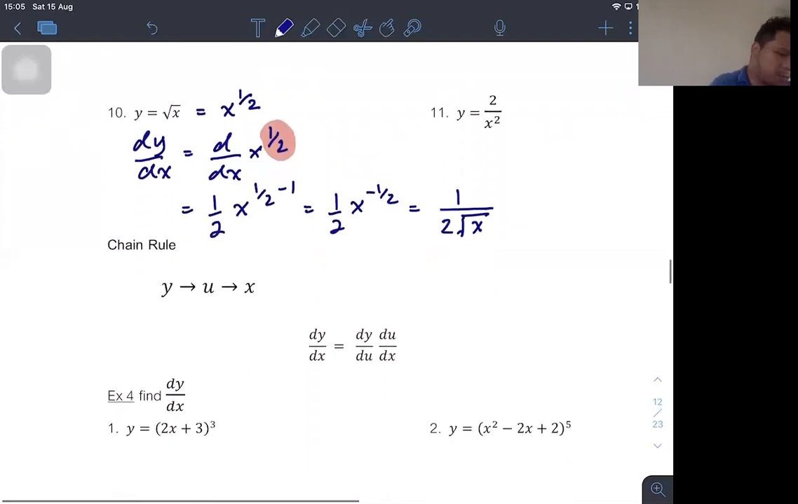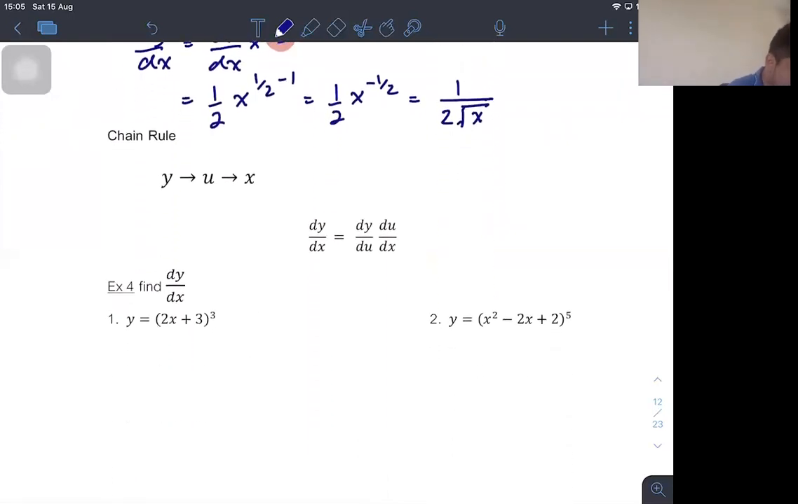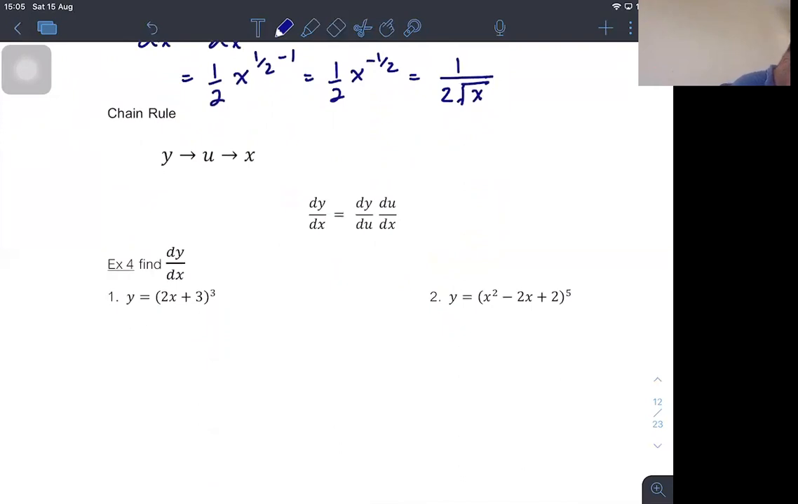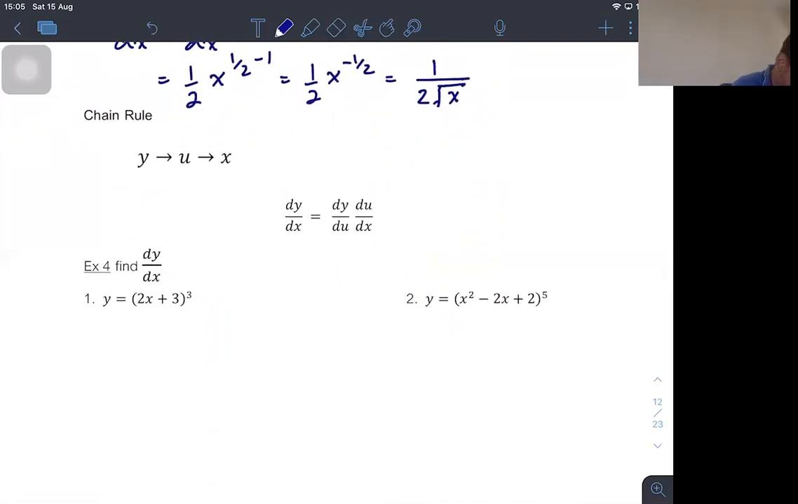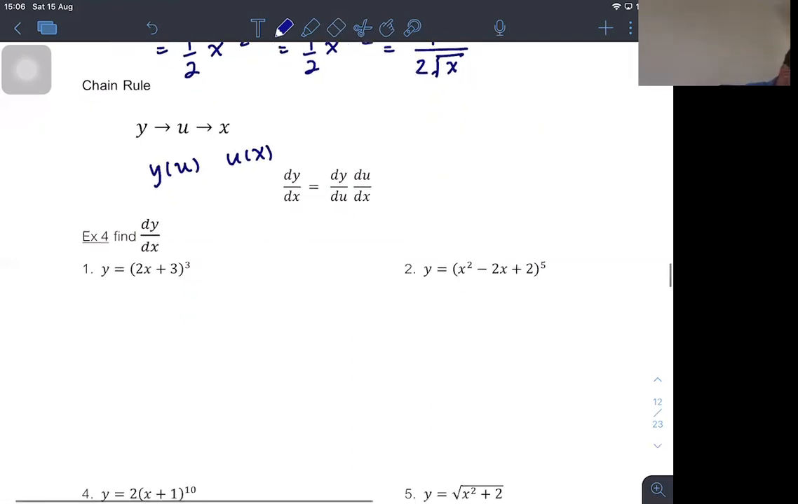Okay, chain rule. For chain rule, if you're trying to diff a function of u, but you diff this by x, so you diff y, and y is a function of u, but u is a function of x, you need to do the chain rule. For example, if you try to diff this polynomial, it's quite hard to expand this polynomial. It takes time, and especially if you have the power of 5, it will be very tiring to expand this polynomial.